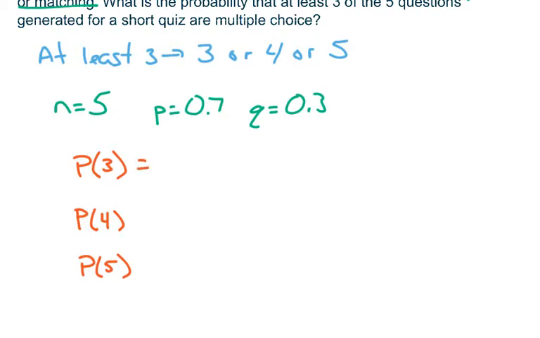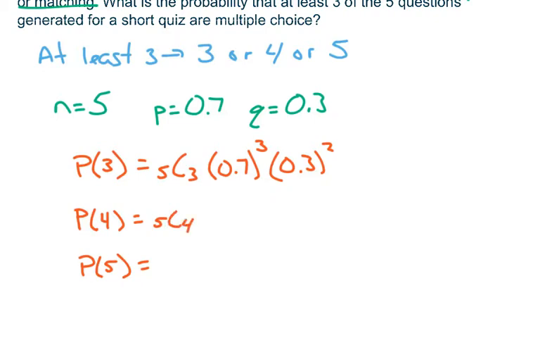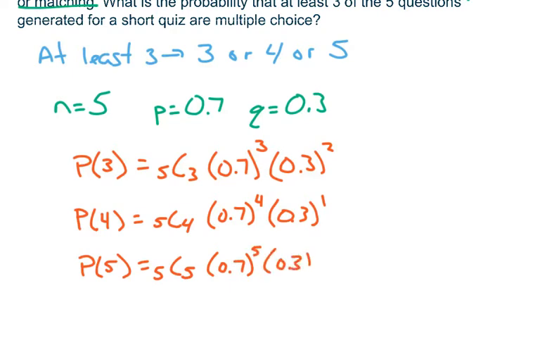So for 3 multiple choice, we have 5 choose 3, because we need to choose 3 of our questions to be multiple choice, times the probability that we get a success, which is a multiple choice question, 0.7, and we need 3 of those, times the probability that we don't get a multiple choice, which is 0.3, and we need 2 of those. We're going to do the same thing with 4 and 5. So we're going to have 5C4 this time because we need 4 of our 5 questions to be multiple choice. It doesn't matter what order they're in as long as 4 of the 5 are multiple choice. Times 0.7, the probability we get a multiple choice, to the 4th power because we got 4 of them, and 0.3 to the 1st power. And then same thing with 5 questions, 5C5 times 0.7 to the 5th power times 0.3 to the 0 power.